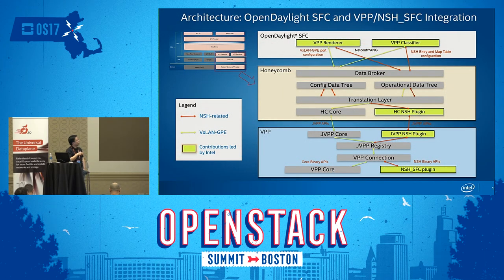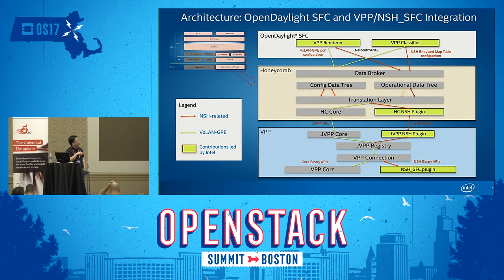In terms of the details of how it works, we leverage the Honeycomb and VPP's plugin framework. Basically, we add the yellow box here, the NSH SFC plugin, which is the data plane component. Because VPP is written in C and Honeycomb is written in Java, you need a layer to translate the Java code to C code. That is the responsibility of the JVPP component, which provides the northbound APIs to Honeycomb.